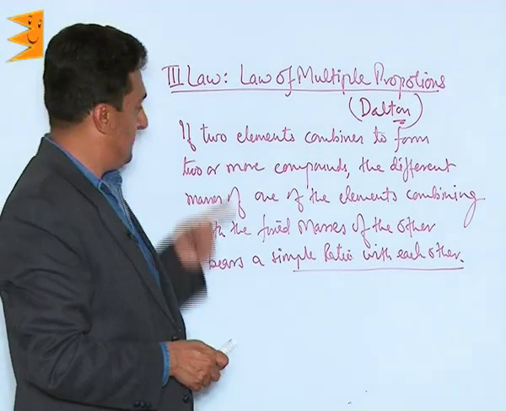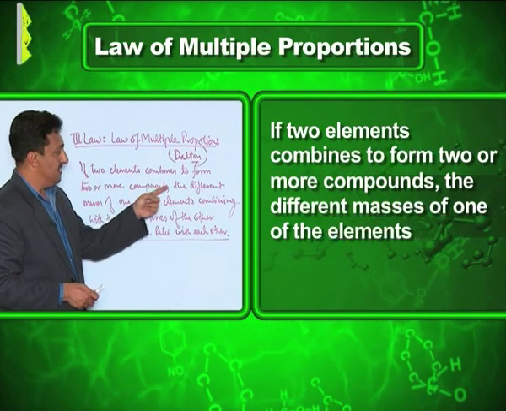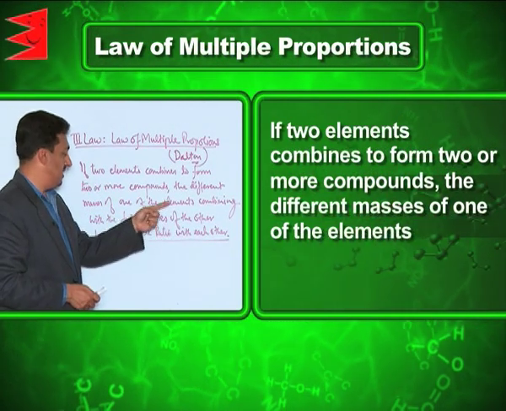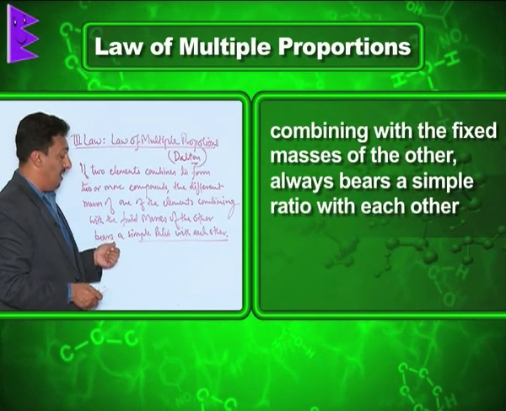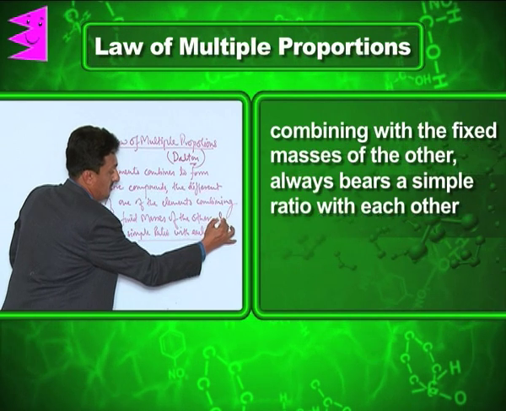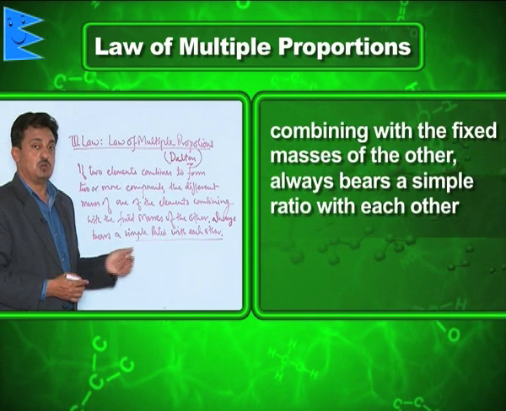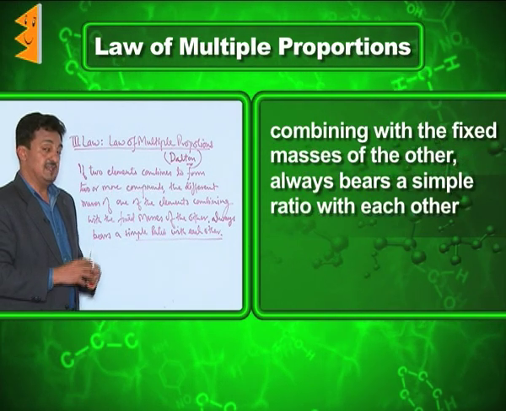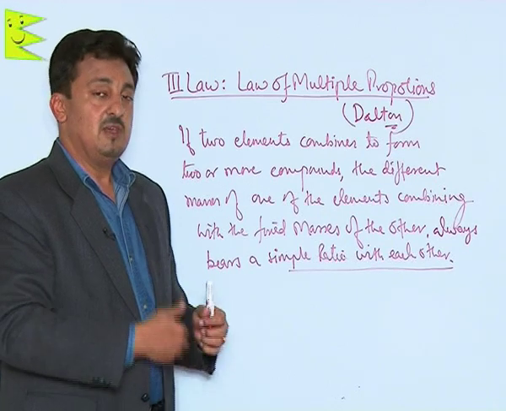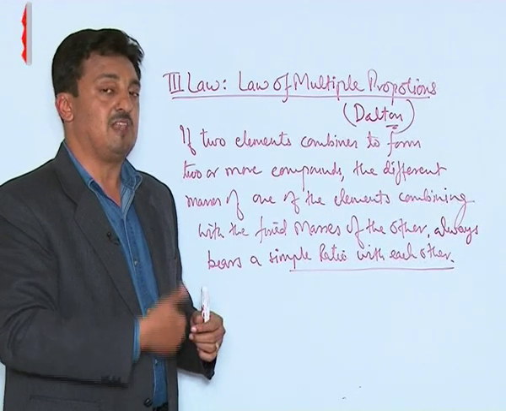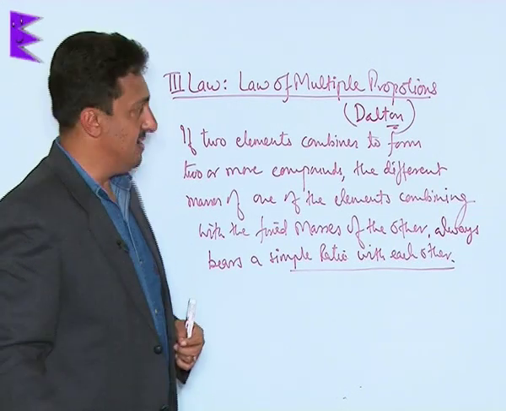I'm repeating again. If two elements combine to form two or more compounds, the different masses of one of the elements combining with the fixed masses of the other always bear a simple ratio with each other, and this helps us in a very big way to find out the different possible compounds which can be formed between two different elements. Now let me explain this with an example.